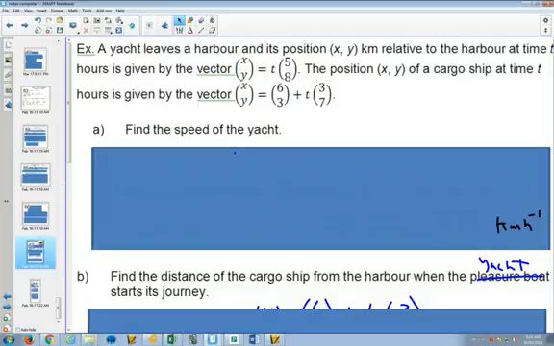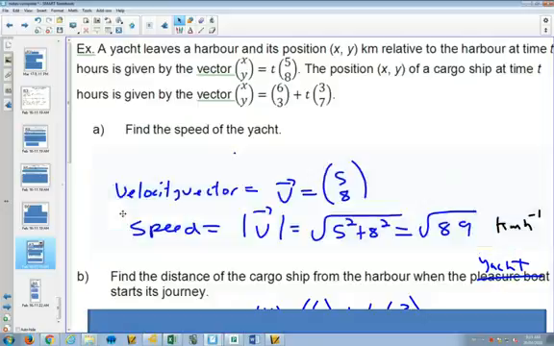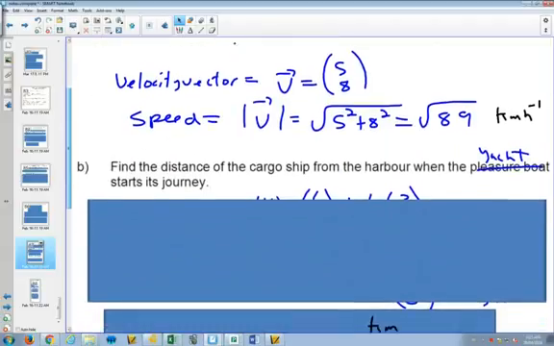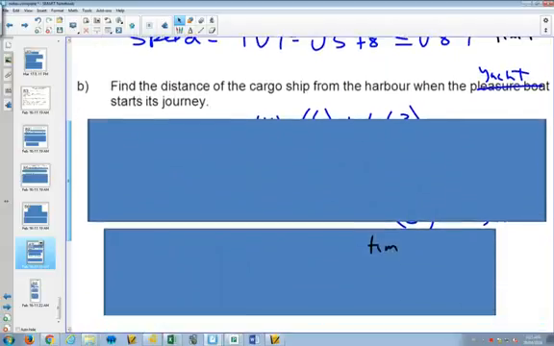We've done so far the speed of the yacht. That's just your velocity vector and the length of it. All of a sudden the yacht changed into a pleasure boat. Not on yours.